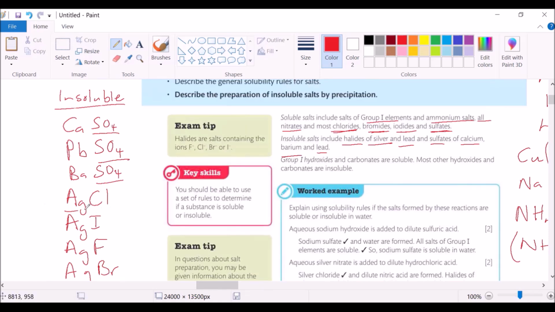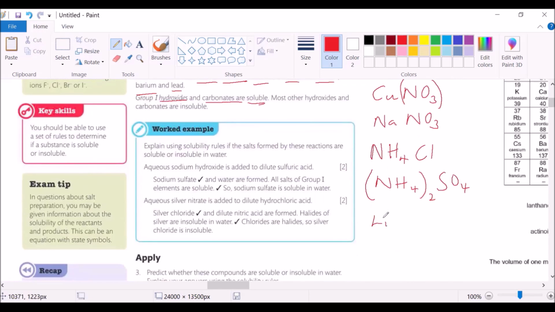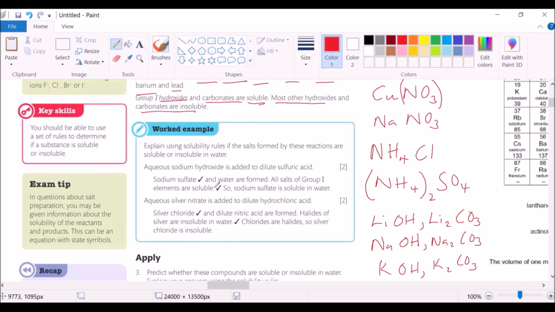Sulfates of calcium, lead, and barium. Halides of silver. Group 1 hydroxides and carbonates are soluble. Most other hydroxides and carbonates are insoluble. So lithium hydroxide, sodium hydroxide, potassium hydroxide, lithium carbonate, sodium carbonate, and potassium carbonate are soluble. Most other hydroxides and carbonates are insoluble.